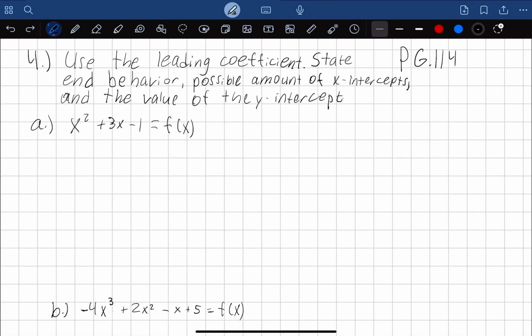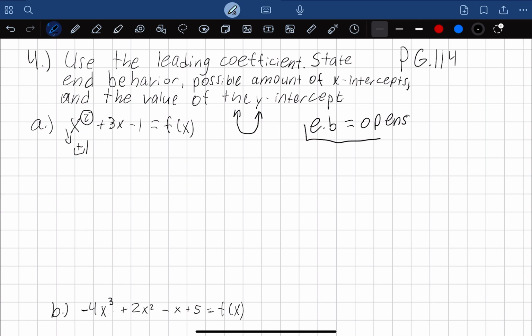Moving ahead here to 3.1 of the parabolas unit, we're now looking at page 114, question 4, where we're looking at the leading coefficient and the degree of the function to gain information. So if we look here, we have a second degree function and a leading coefficient of positive 1. Because of the degree and the sign of the leading coefficient, we know that this graph is going to look like this, and for the end behavior, we just say opens up.